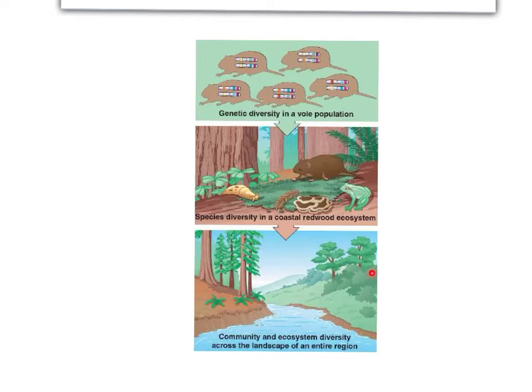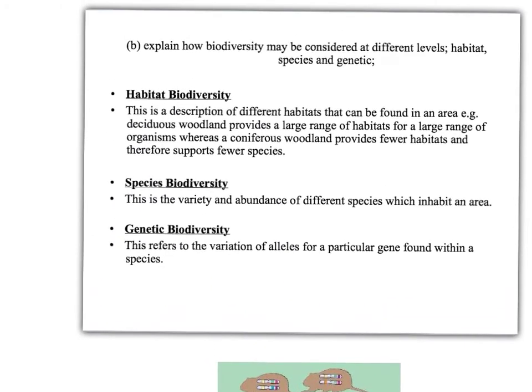So just in summary, you need to know that this biodiversity can be considered at three levels: habitat, species and genetic. Genetic refers to the variation of alleles within a particular population of a species. Species diversity talks about all the different species and the abundance of those species within a particular area. And habitat biodiversity looks at all the different habitats that exist in a defined area. So remember biodiversity: habitat biodiversity, species diversity, and genetic biodiversity.